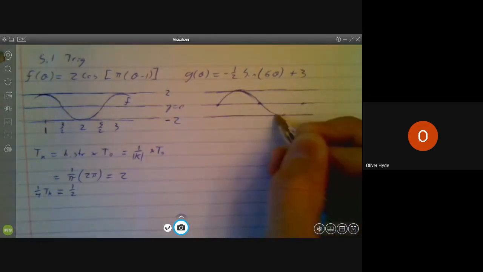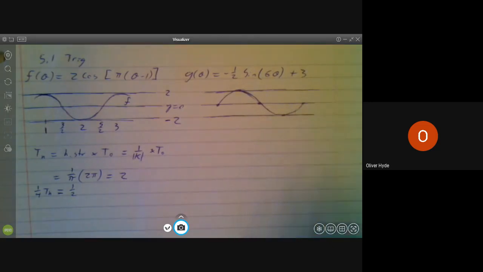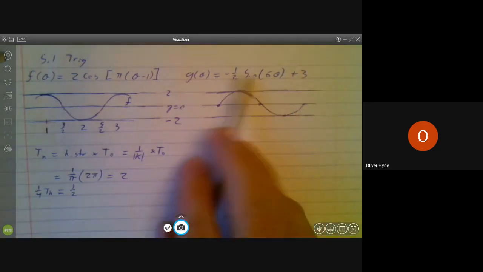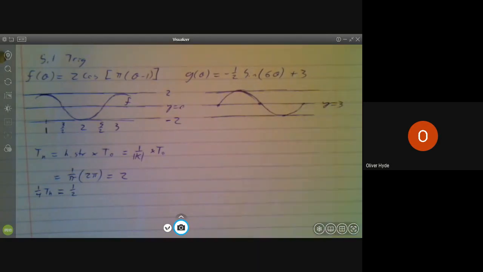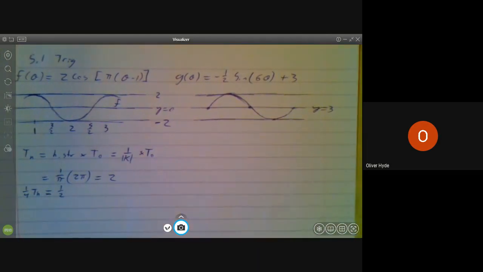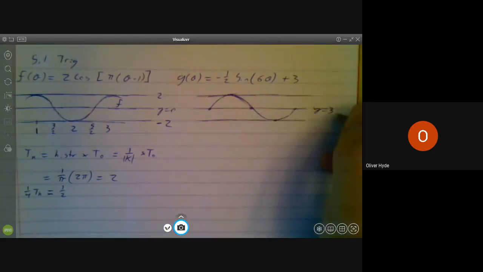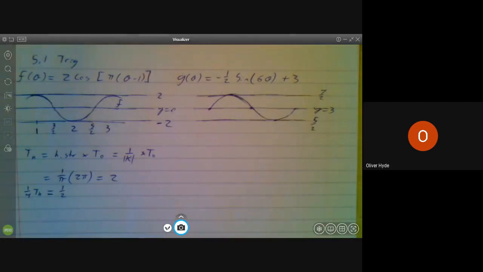Pencil's a good idea. Okay. I want the axis of this curve to be y equals 3. Boom. Now it's y equals 3. I want the amplitude to be 1/2. What's this? 6 halves? That's 7 halves. 6 halves. This is 5 halves. Done.